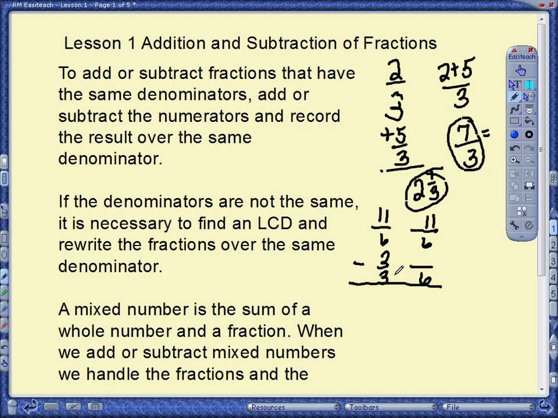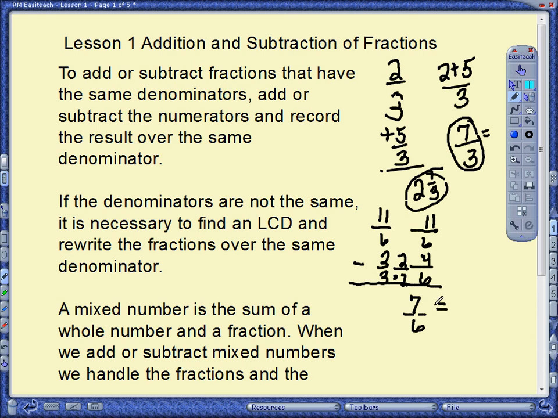This did not have that denominator. We multiplied 3 by 2 in order to get the 6. Therefore, we have to multiply the 2 by 2 as well. And 11 minus 4 would give us a result of 7. And now we can just bring that denominator down.